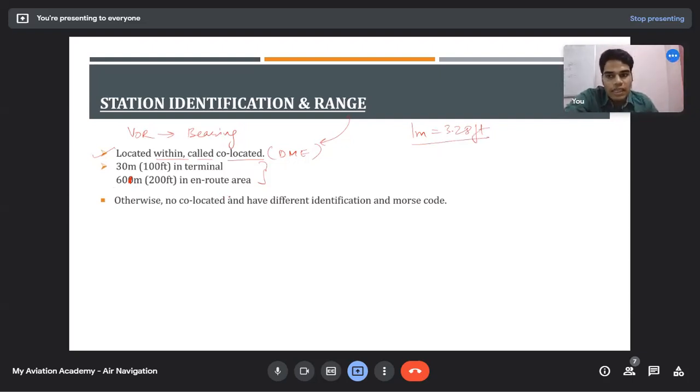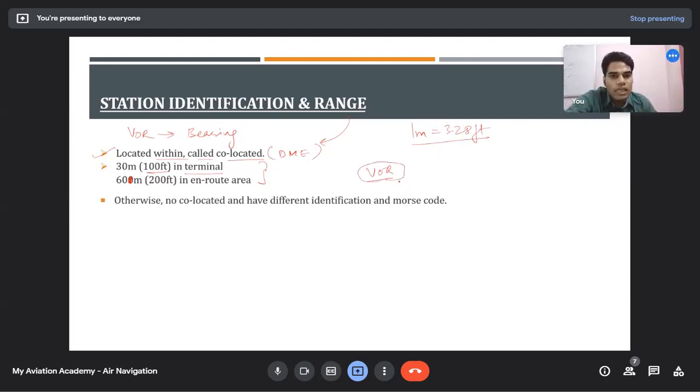So what is this? I'll explain. The VOR and the DME are co-located. That means if they are terminally used, they should be at most 100 feet apart. That is the maximum difference between the installations of DME and VOR.